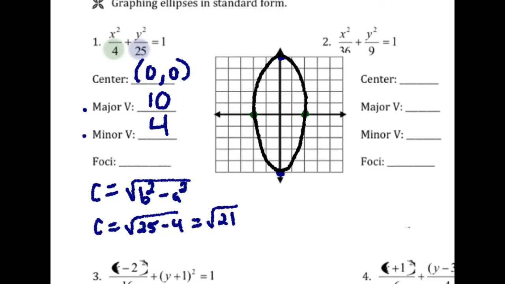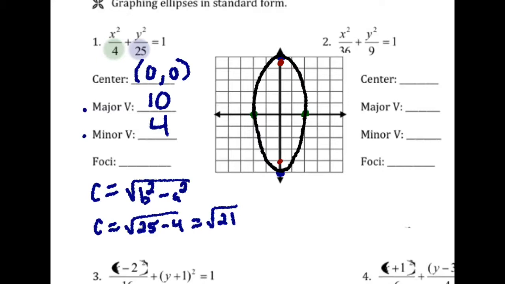Okay, now for purposes of graphing those points for the foci, what I would probably do for that is just estimate the square root of 21, which is going to be between 4 and 5. So from the center of the ellipse, we'd be going up a little bit more than 4. Right about there would work, I think. And then same thing down on the bottom side. Like we said before, the foci are always going to lie on the major axis.